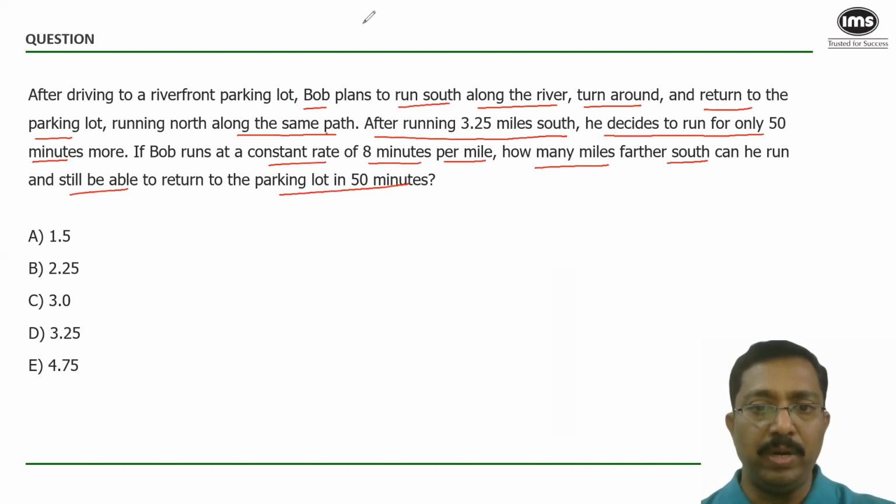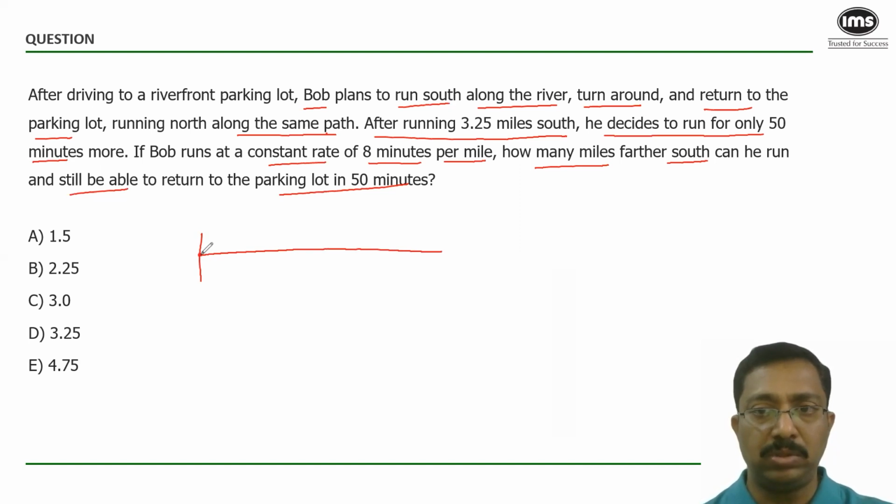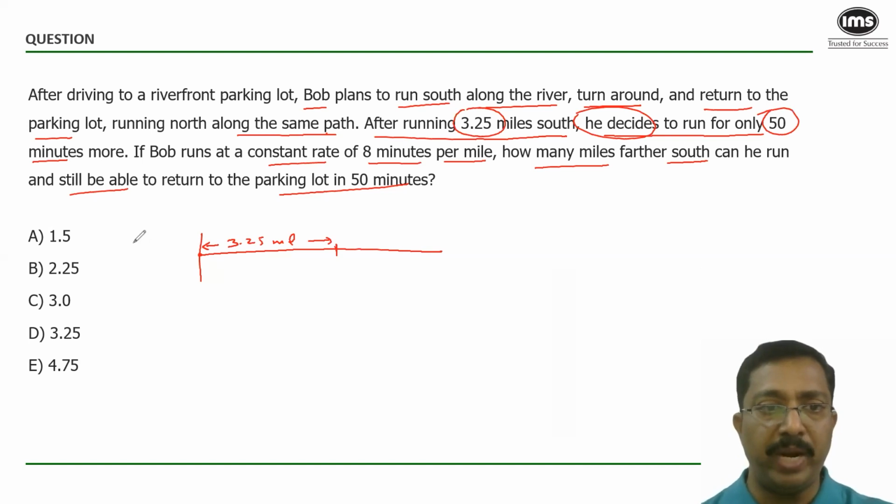Now, normally when you work such questions, I would recommend you take the information in diagrammatic form. If you put down the information in a diagram, there won't be a need to repeatedly read the question. So let's say this is the point from which Bob starts running along the river south. After he runs for 3.25 miles, let's say this is the distance he covered, 3.25 miles, he then decides to run for only 50 more minutes.